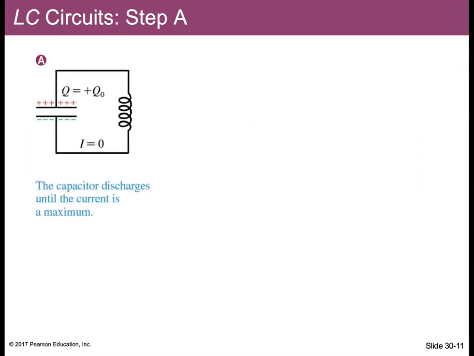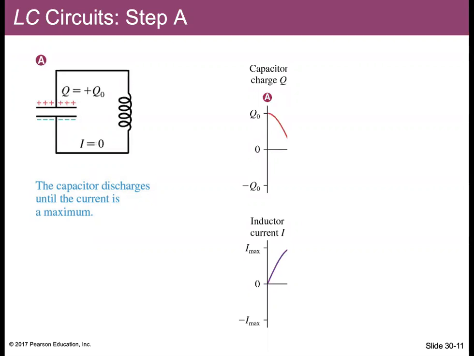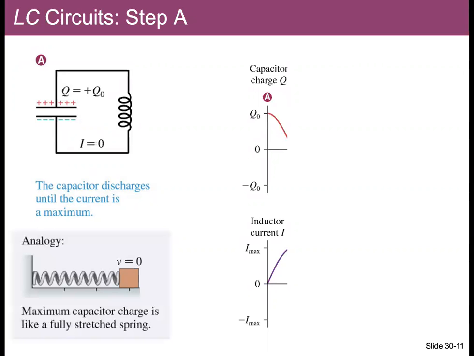The capacitor will start to discharge until the current is a maximum. So here we go. Initially, the capacitor will start to discharge, and our current initially was nothing, but it's starting to increase. So now the capacitor is discharging, and the current is increasing across the inductor. The analogy here is that the maximum capacitor charge is like a fully stretched spring, when the spring is in its fully stretched position.